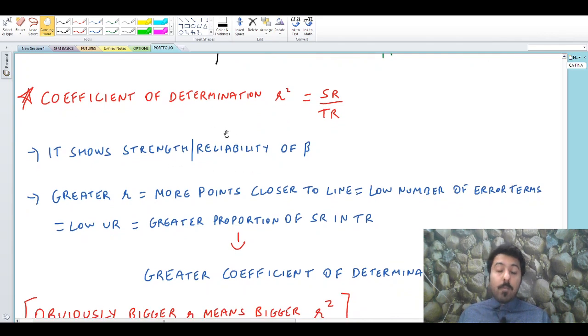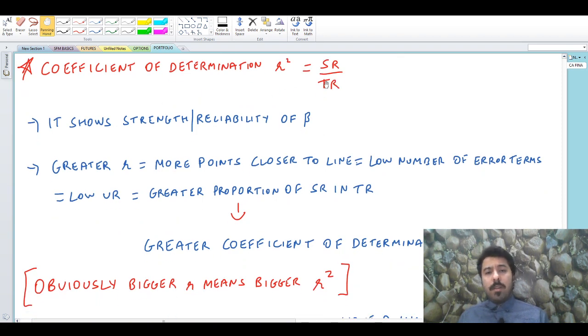And we have one more thing, coefficient of determination. I'll advise you to write every single one of them because you can get confused. Covariance, coefficient of determination, coefficient of variation, variance, all of these are similar terms, right? Correlation, R. Coefficient of determination is R square, that is equal to systematic risk upon total risk. R square equal to systematic risk upon total risk.